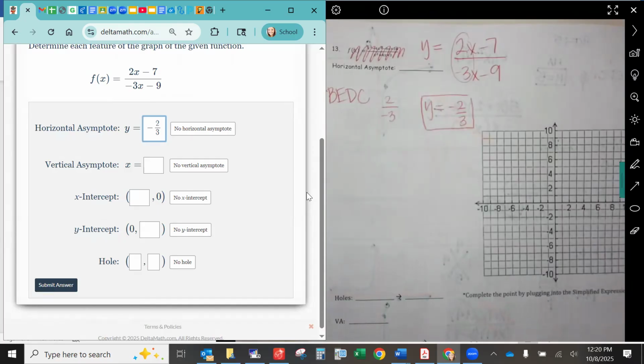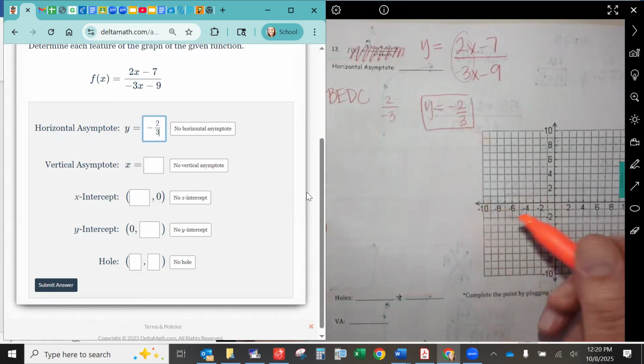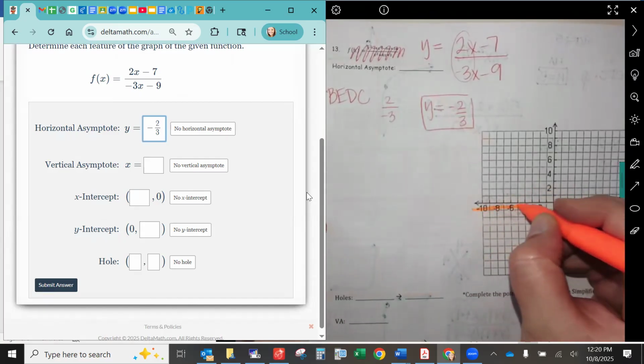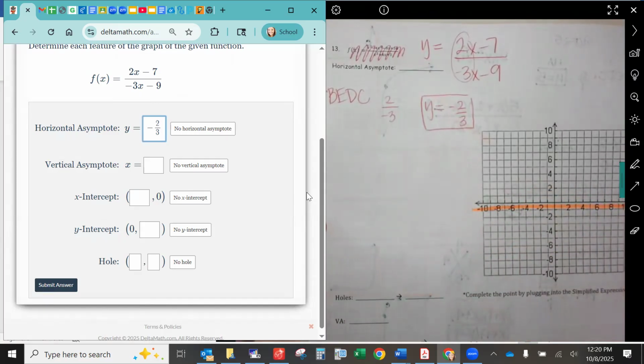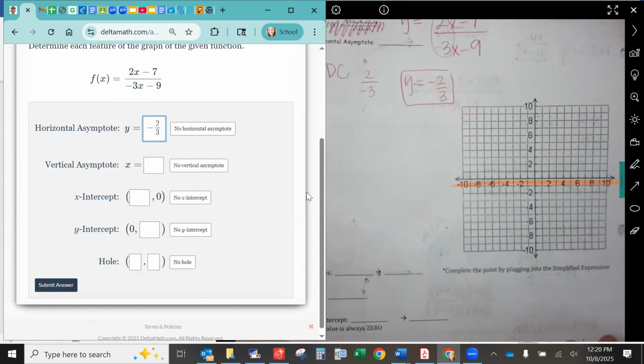Okay, now on your notes, I want you to go ahead and graph. -2/3 is -0.6. So I want you to draw in a flat line right here. Okay, your graph cannot touch -0.6, about. We're just estimating. Every other feature I have to factor to find.